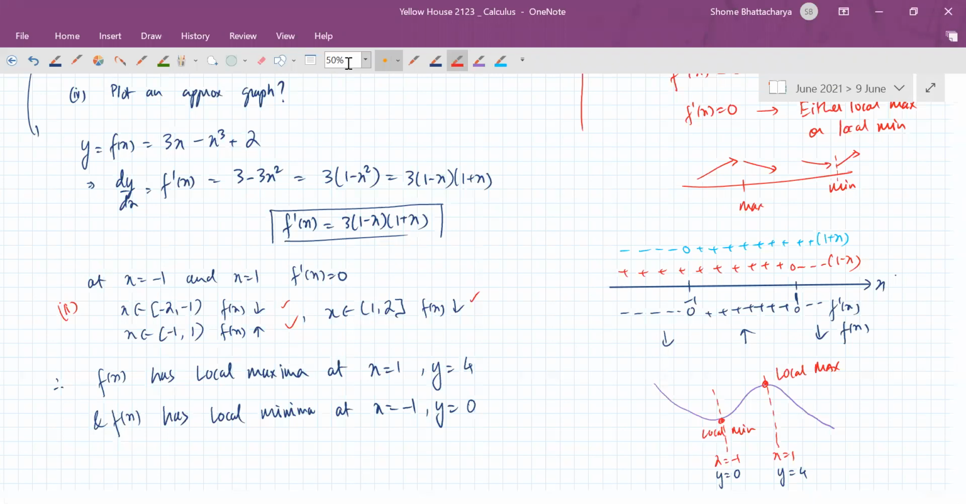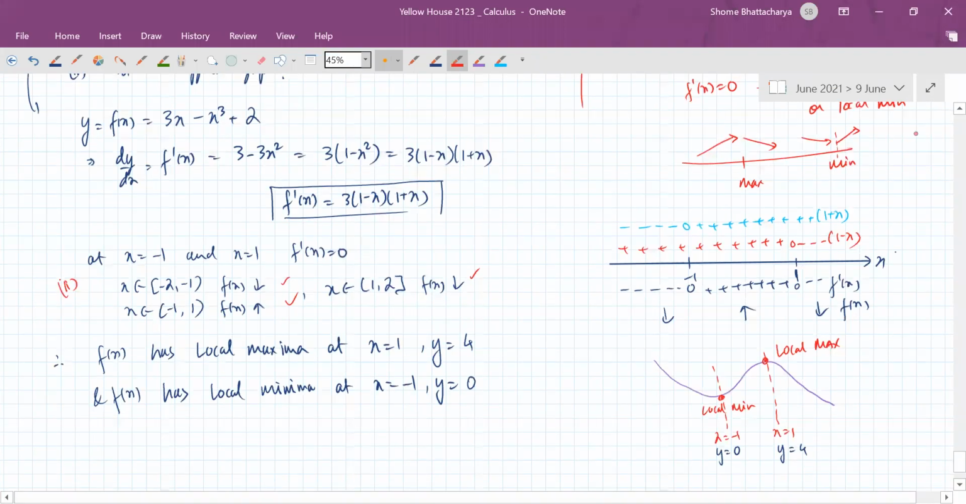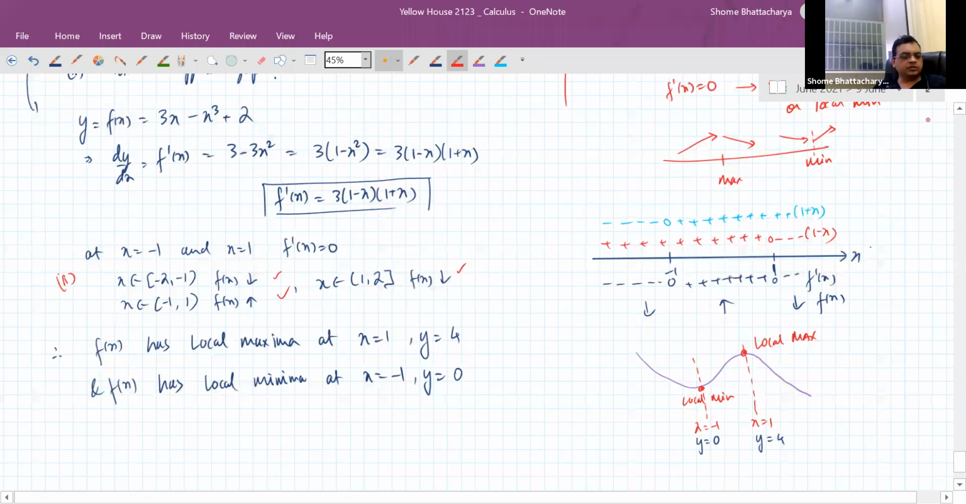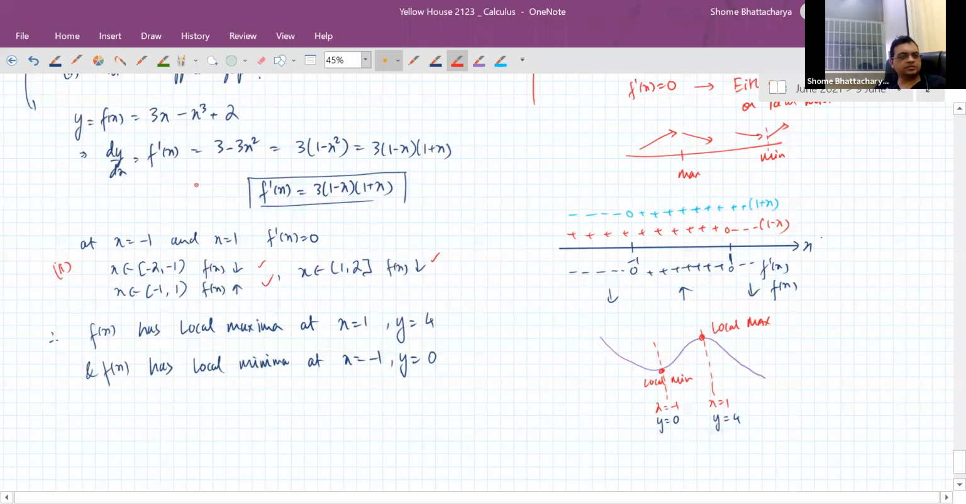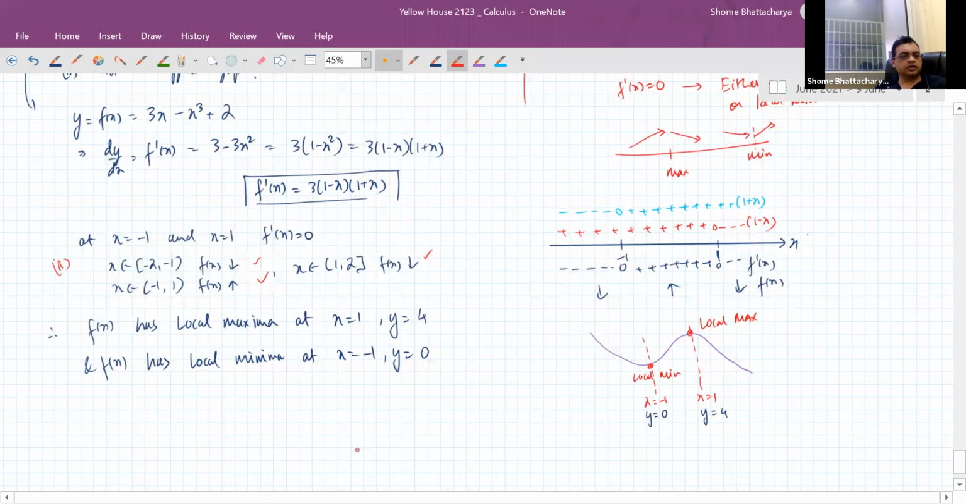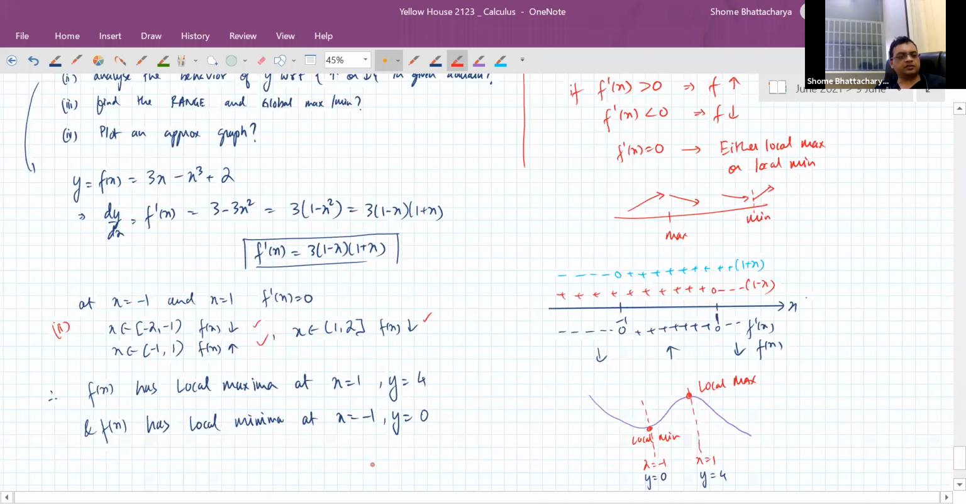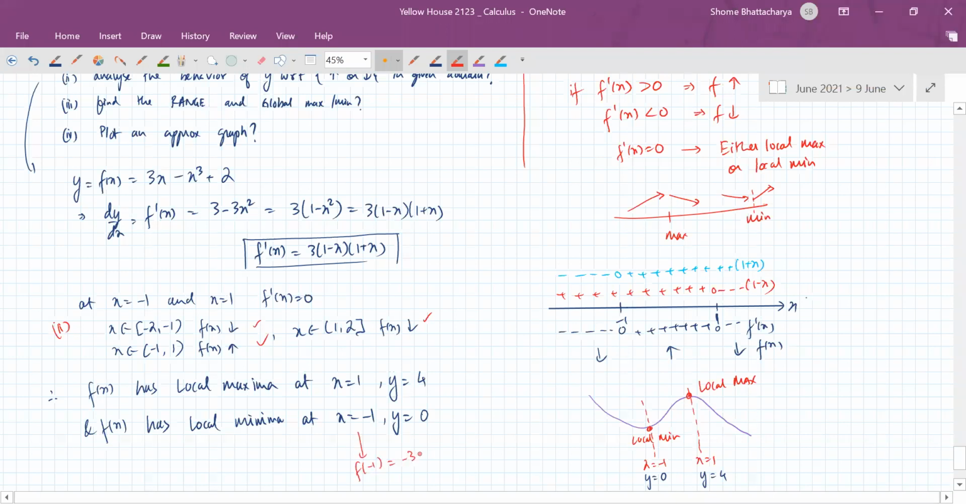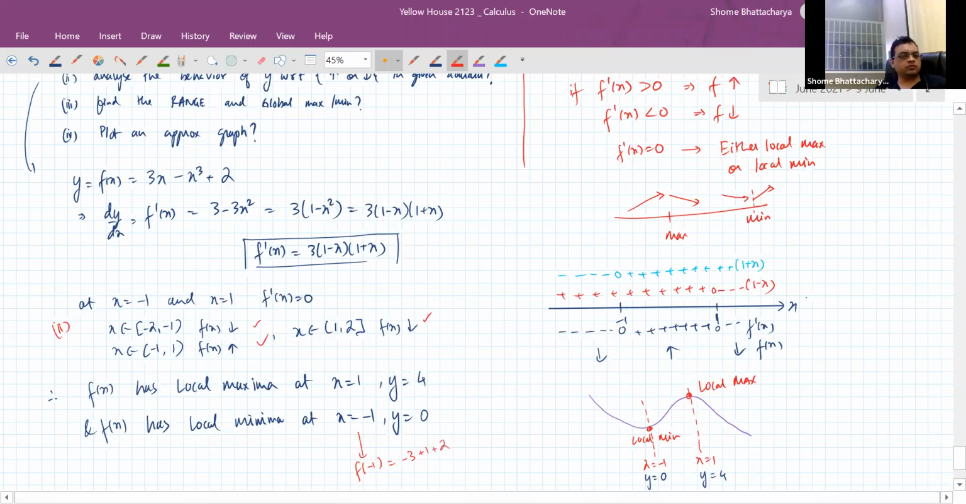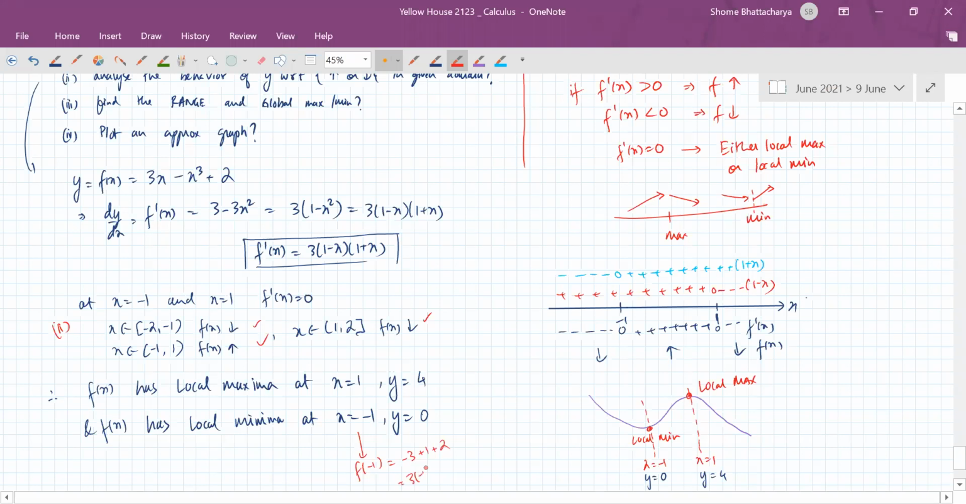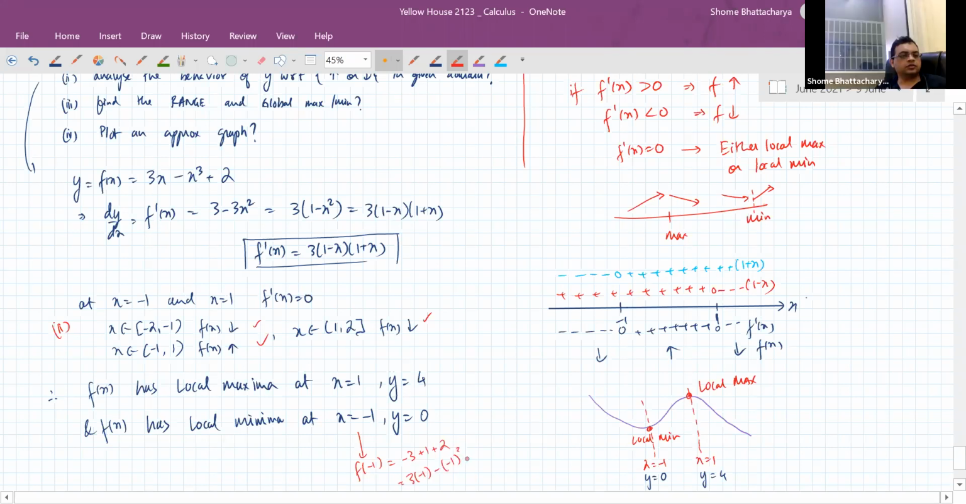So the local minima will be y equal to minus 2, right? How is it minus 2? Put the value of x as minus 1 in the function, 3x minus x cube. Okay, let's check this out. f of minus 1 is minus 3, right? Plus 1 plus 2. Okay, so I forgot the minus x cubed term. Yeah, okay, there's this term. Let's see.